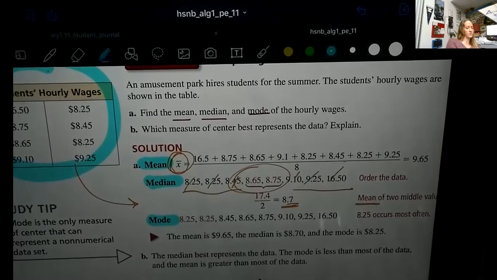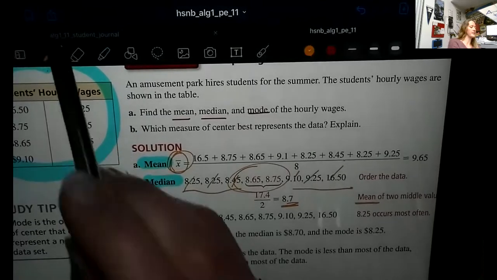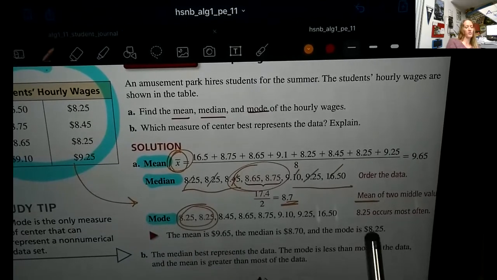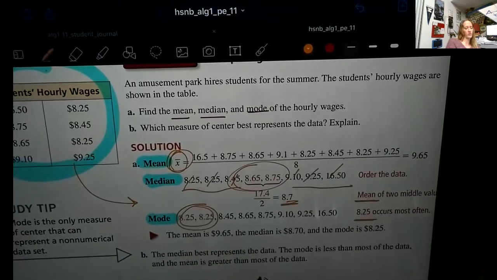Mode is for most. Are any of these repeated? And the answer is yes. Only one is repeated. It's repeated twice. And so therefore, that value of 8.25 is the one that occurs most often.